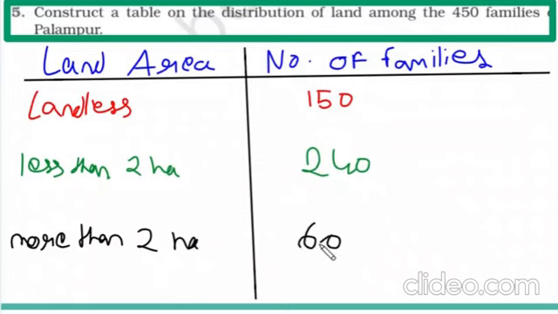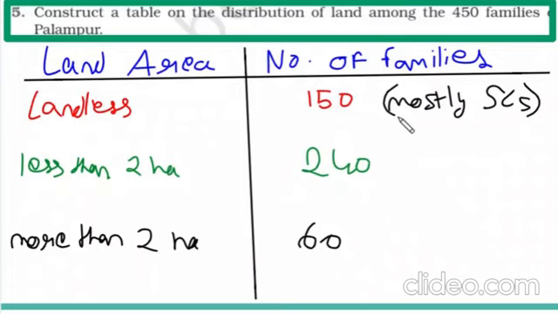So this is the land distribution. There are 150 landless families, out of which mostly they are the SCs, the scheduled castes, the Dalits. Less than 2 hectares are 240 families, and more than 2 hectares are 60 families.